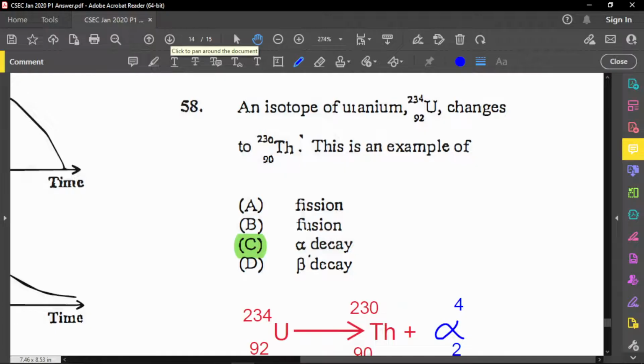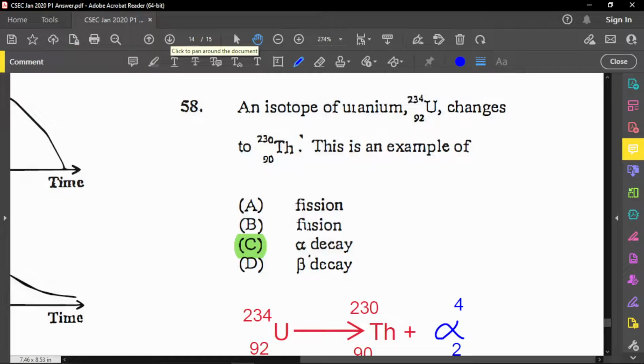Now, for 58, an isotope of uranium, which is 234, and when I say 234, I mean that's the mass number. Normally when you see an isotope and they refer to a number, that's the mass number they refer to. So it is uranium 238, and the proton number there is 92. It changes to thorium, which is 230, 90. Now, this is an example of what?